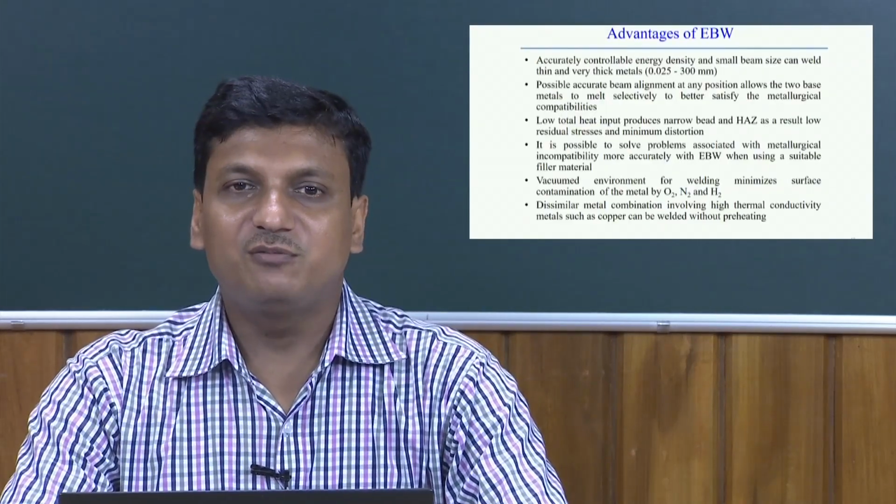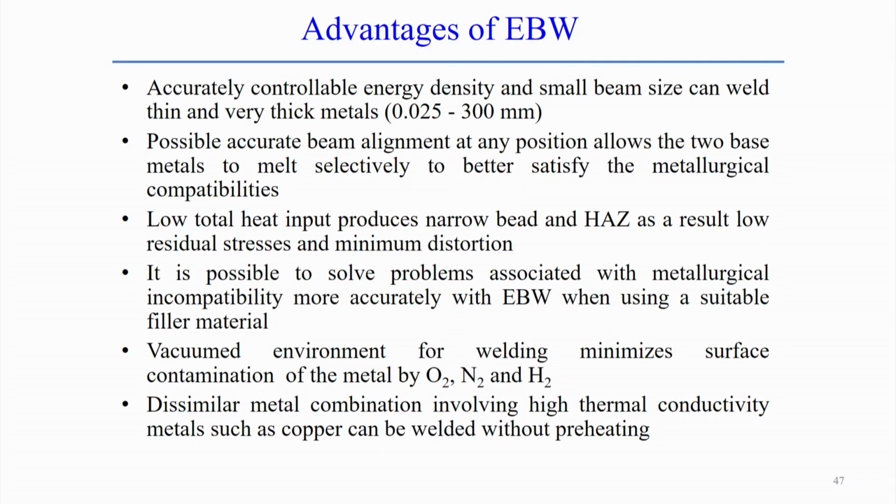Now, in general, if you look at the typical advantages of the electron beam welding process, accurately controlled energy density is possible in electron beam welding. That may not be possible in other arc welding processes, and only to some extent is it possible for the laser welding process. But in electron beam welding, more controlled energy density can be produced, and of course, a very small beam size can weld very thick material.